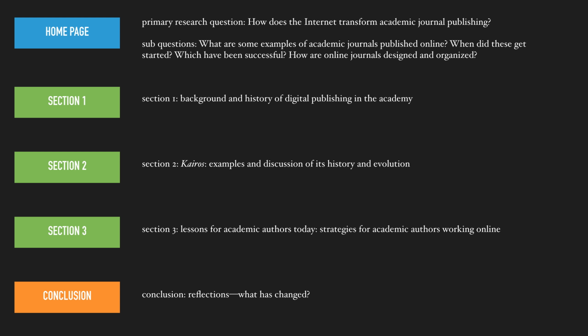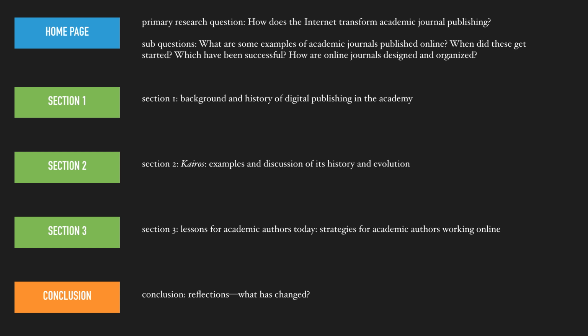My sub-questions are, what are some examples of academic journals published online? How and when did these get started? Which have been successful? How are online journals designed and organized? And my organization is to break it into these three sections.